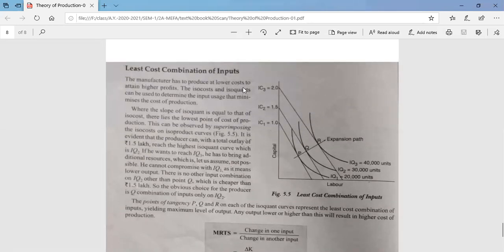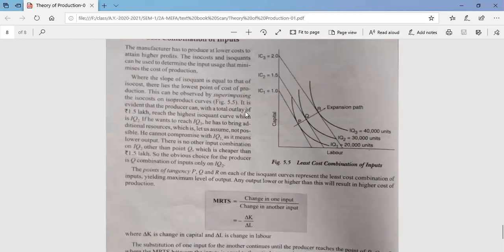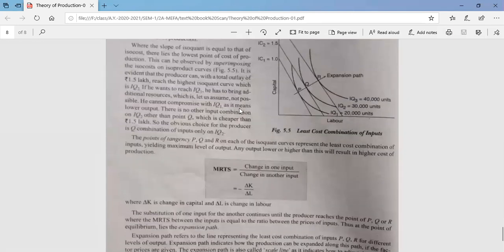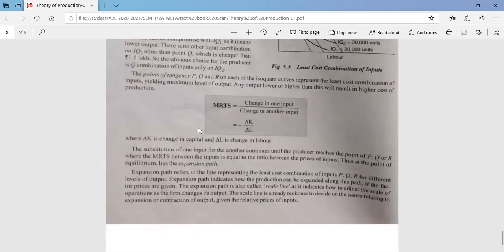So the manufacturer has to produce at lower costs to attain higher profits. Okay. The ISO costs and ISO quants can be used to determine the input uses that minimize the cost of production. Okay. At some particular point, the slope of the ISO quant is equal to that of the ISO cost. There lies the lowest point of cost of production. This can be observed by superimposing the ISO quant and ISO cost curves. Okay. ISO quants are also called ISO product curves. Okay. So this thing we have seen, MRTS.